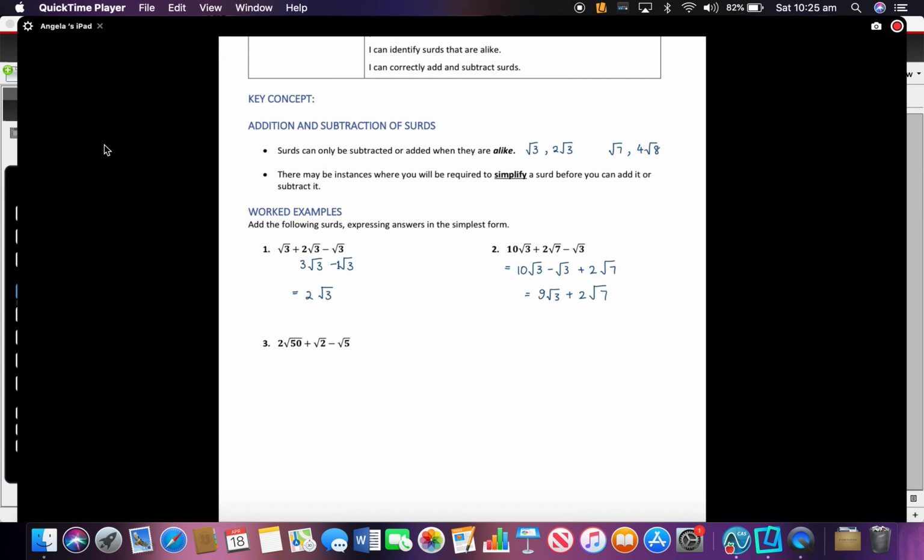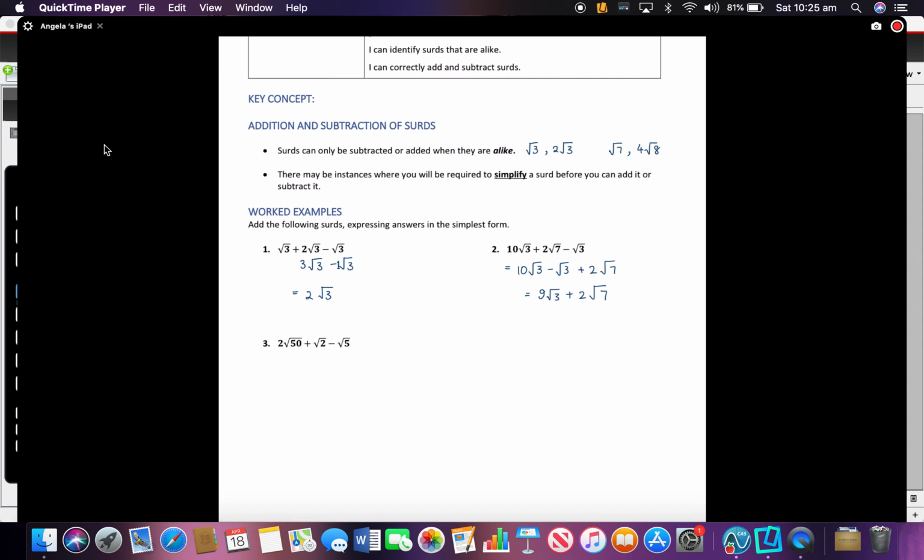A common error people tend to make is to write the answer 11 root 10, where they add the 9 and 2 together and they add the numbers under the root sign. Please know that you can't do that. You need to make sure that the terms under the root sign are alike in order to simplify it any further.